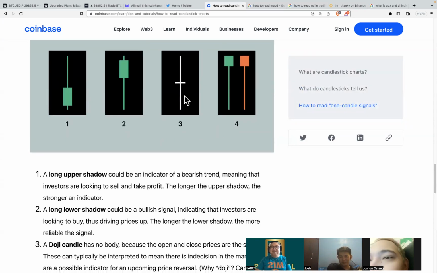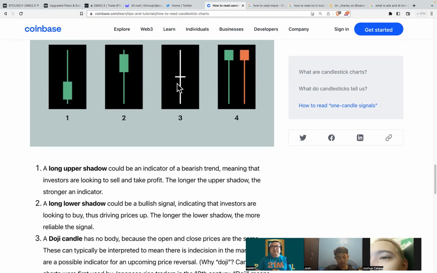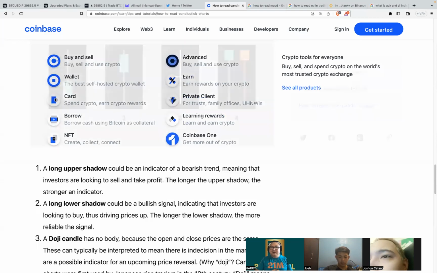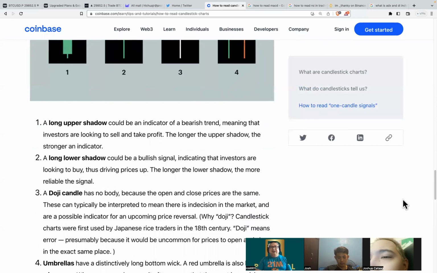So the bulls and the bears are fighting, but the price cannot decide where do I want to go. Okay, so pwedeng bababa ako sa next candle, pwedeng tumaas ako, okay? So be careful with this type of candle kasi the price could go down either way, up or down, okay?